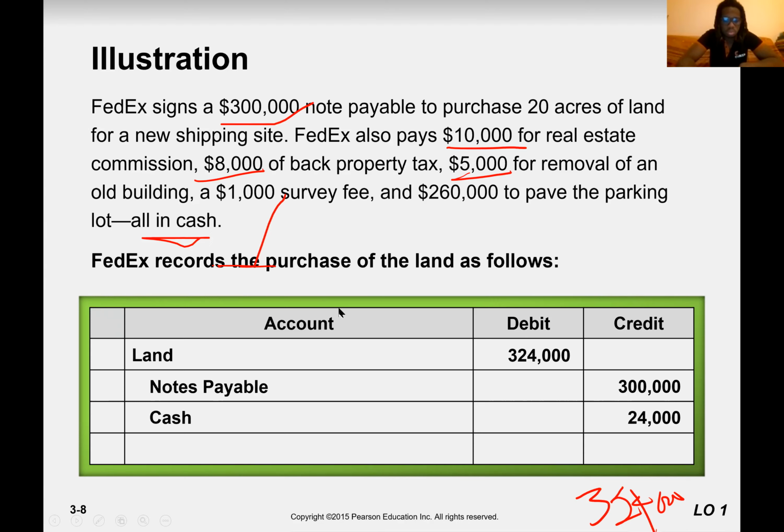Because for this 300,000 FedEx purchased the land on account, or on credit. And the rest of the things on top of that, this 10,000, 8,000, 5,000 and 1,000, he paid in cash. So that's why 24,000 he paid in cash, and this notes payable he will pay later, so we create a liability. If this notes payable was not here, the entry would be land to cash, simple.